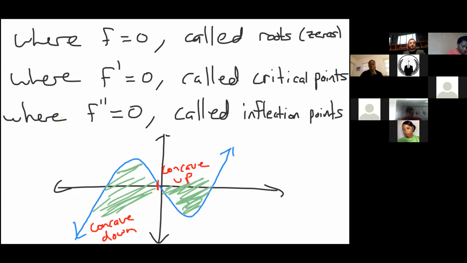So again, finding inflection points is essentially the same process as finding your critical values. You just have to take another derivative. Because inflection points are not when my first derivative is equal to 0, it's when my second derivative is equal to 0.